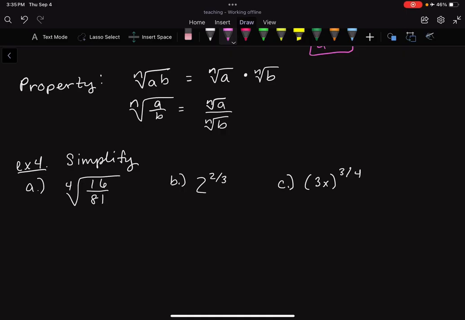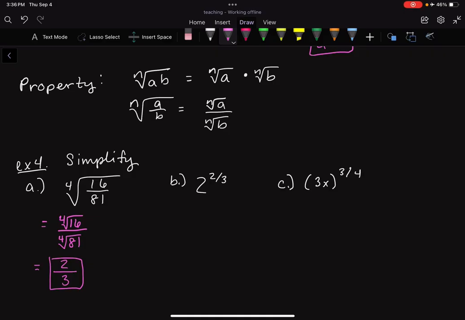So for part A, again, you should pause and try to do it. For part A, we're saying that this is the same as the 4th root of 16 over the 4th root of 81. So we can treat them separately when we're simplifying. So the 4th root of 16 is going to be 2. The 4th root of 81 is 3. So that's it.